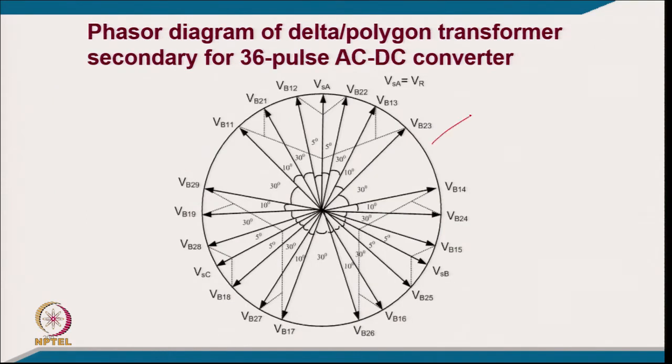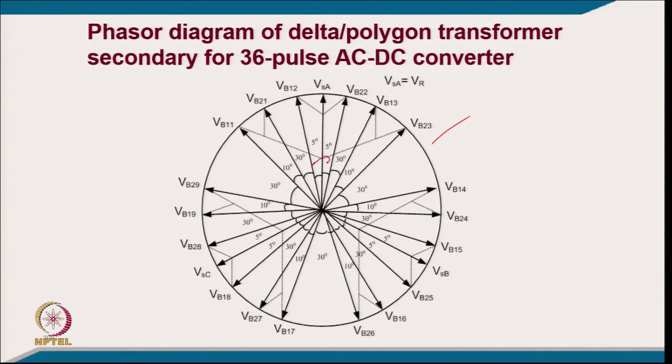And this is the phasor diagram, where all the points should be on the same circle to make the same RMS voltage on the secondary side, but you are able to get the phase shift corresponding to plus minus 5 degrees, that is 10 degree phase staggering, because for 36 pulse you need 360 by 36, so it is 10 degrees.